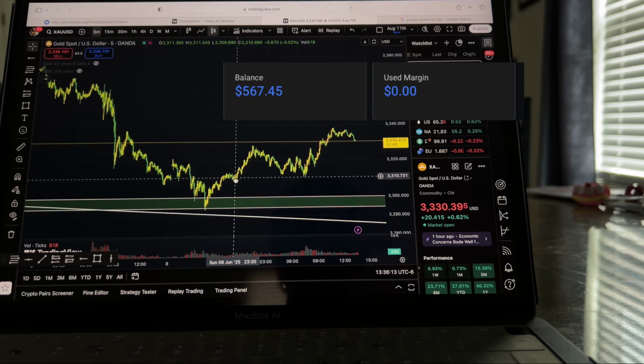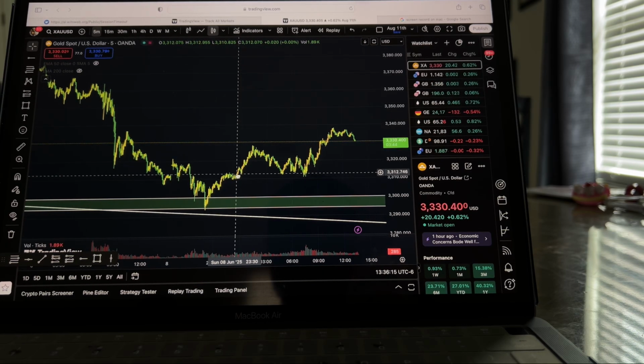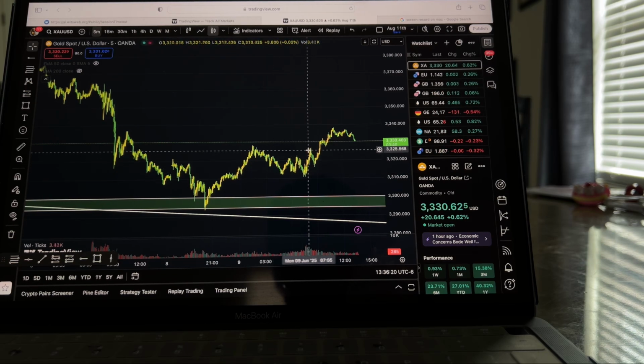I closed the trade out. I'm done for the day. That trade lasted no more than like 12 hours. It didn't even last a whole day. Even though it says in a day, no, it was really like a 12-hour trade.